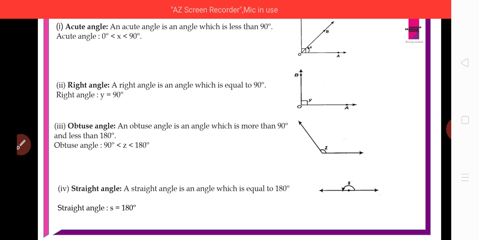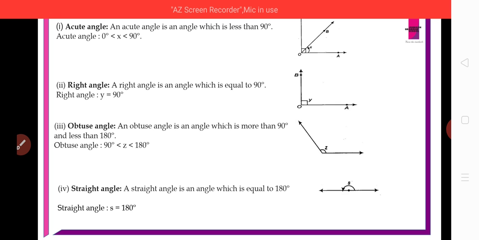Obtuse angle. An obtuse angle is an angle which is more than 90 degrees and less than 180 degrees. You can see in this figure angle Z is more than 90 and less than 180. Straight angle. A straight angle is an angle which equals 180 degrees. So here straight angle S equals 180.